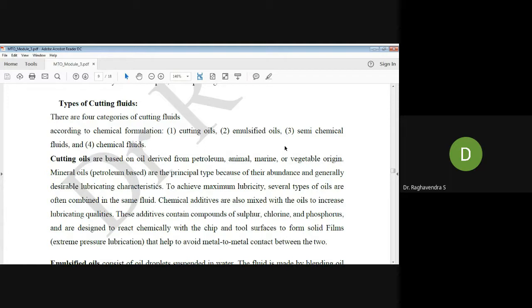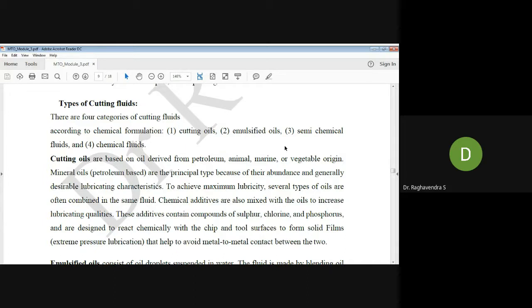And animal oil. What is animal oil? Some oil is extracted from animals, from sea animals. Marine animals means the living beings present inside the water; they extract the oil from them, and also vegetable oil, something like this. There are also many mineral oils.